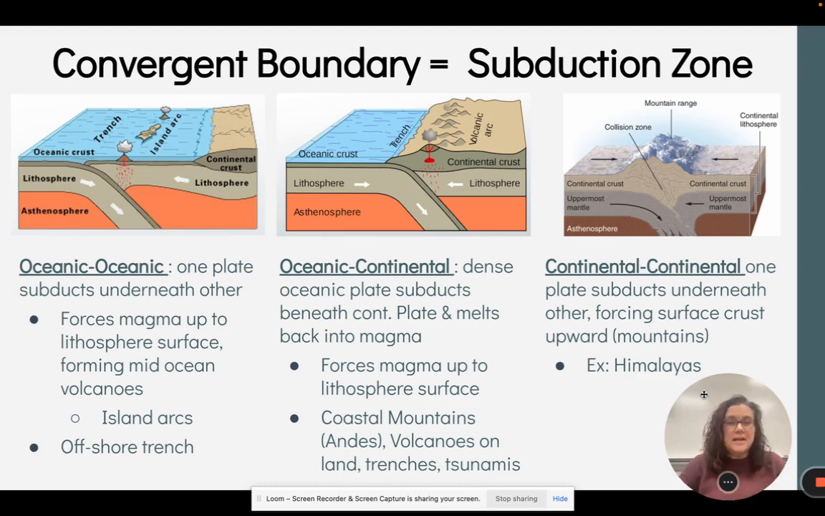Last one, continental. Those are, again, two continental plates that are meeting. One is still subducted under the other, but we typically see quite a bit of continental crust get pushed upwards at the collision zone. The Himalayas are a prime example of this. Those are two big continental plates that are just crashing into each other, and it makes huge mountains.